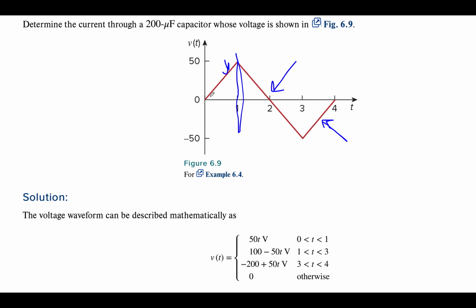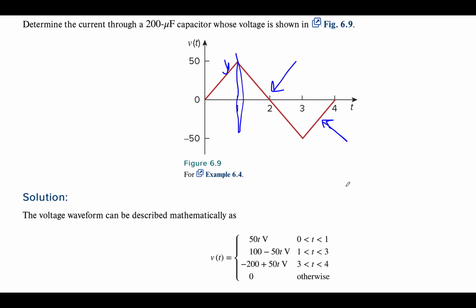So the first line, the equation for that line is 50 times t. The equation for the second line is 100 minus 50 times t. The equation for the third line is minus 200 plus 50 times t.